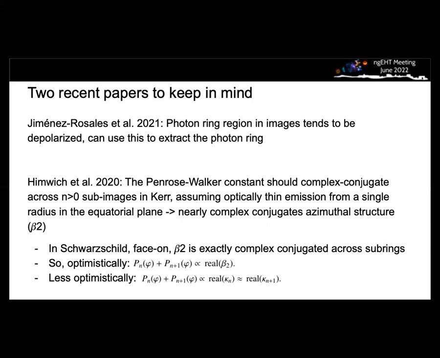But this result of the Penrose-Walker constant complex conjugating, you can actually work out the Schwarzschild face-on limits of this prediction. And indeed, you get that in Schwarzschild spacetime with an equatorial accretion flow, which you view face-on, the beta 2 parameter is exactly complex conjugated across subrings. Now, optimistically, we're not really in exact Schwarzschild, we're not really face on, but we can say we hope that the polarization vector from adjacent sub-images should go like the real part of beta 2. If the beta 2 is purely imaginary, these things should cancel exactly. And less optimistically, it should go like the real part of kappa, which is the Penrose-Walker constant. And in the limit where we're at high n, these kappas are just complex conjugating across each n. So it should go like the real part of kappa for essentially all high n.